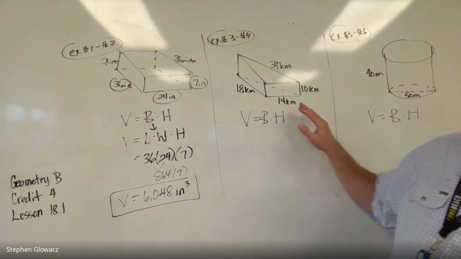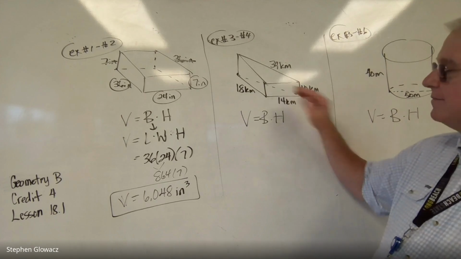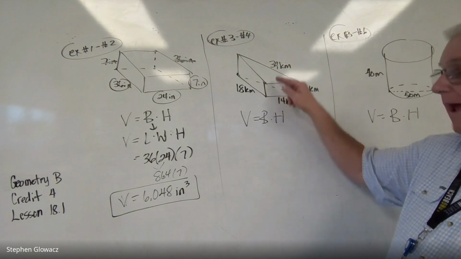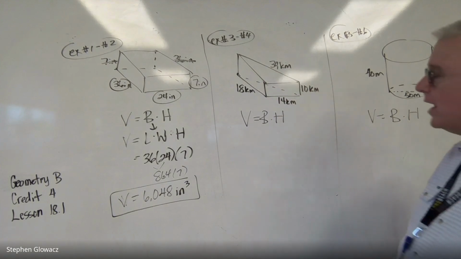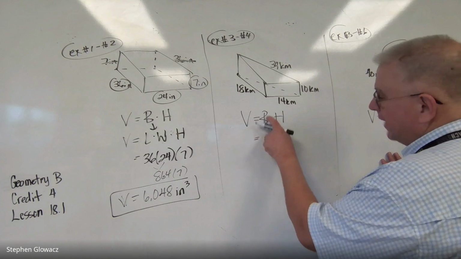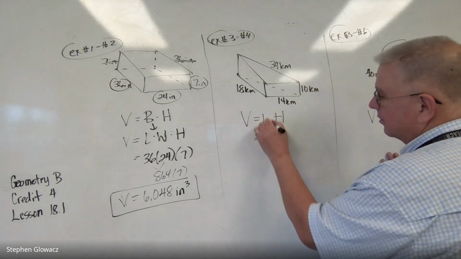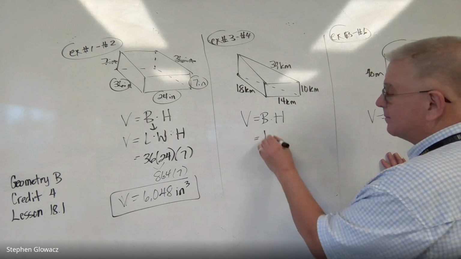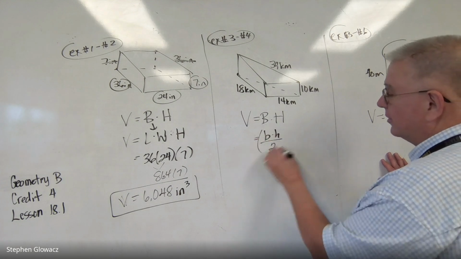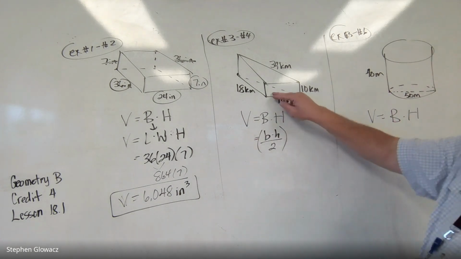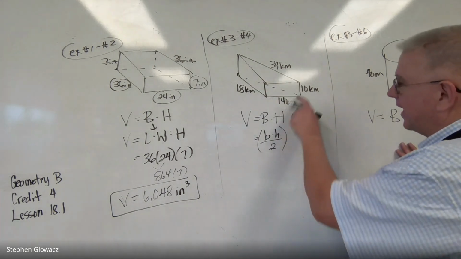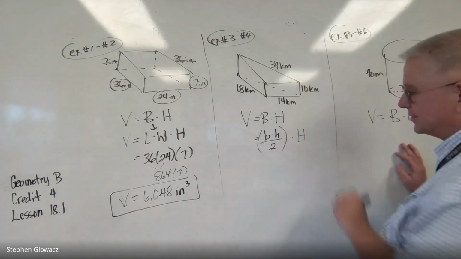For problems 3 and 4, we have another prism. This time it's a triangular prism because the base, the bottom and the top, is a triangle. So what is the formula for area of a triangle? It turns out it's base times height of the triangle divided by 2. Notice for the height of the triangle, or height of the base, we use a little h, and for the height of the entire figure, we're going to use a capital H.